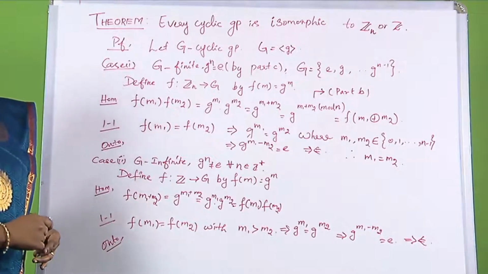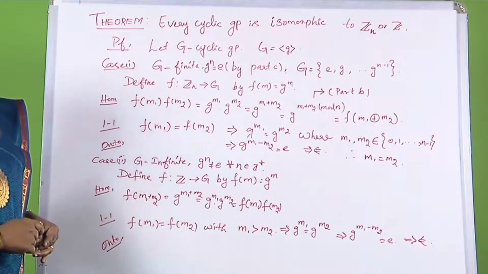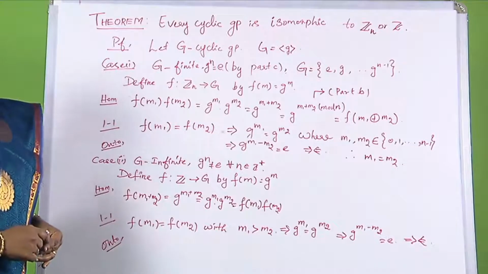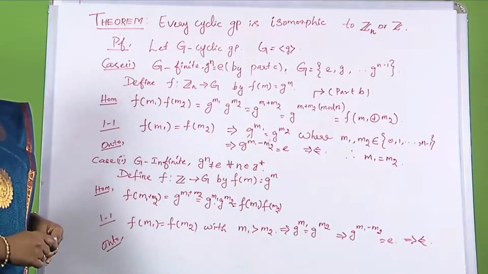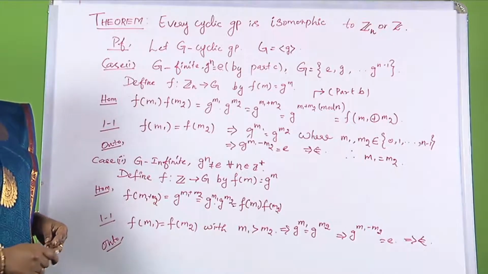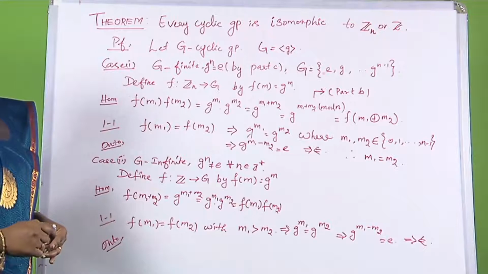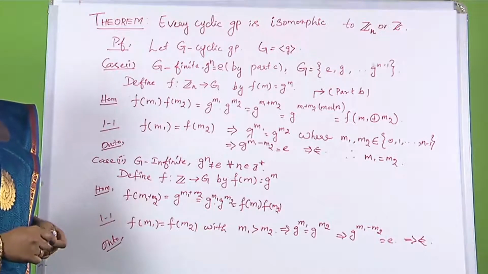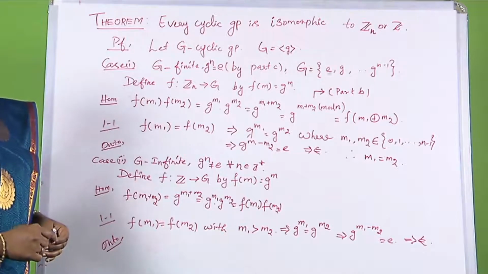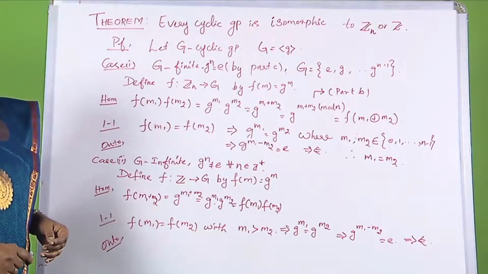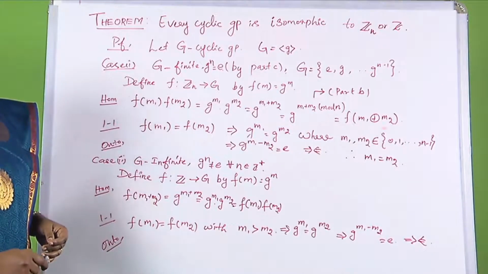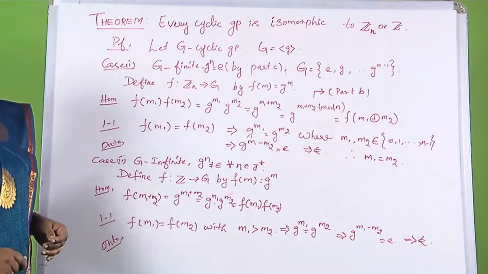Now to prove the 1-1 property, let us assume that f of m1 is equal to f of m2. We have to prove that m1 is equal to m2. This implies that g power m1 is equal to g power m2, where m1 and m2 are elements in 0, 1, 2, and so on up to n minus 1. Why is this? Because we know that the elements of G are of the form e, g, g squared, and so on up to g power n minus 1. You can clearly see that the powers are 0, 1, 2, and so on up to n minus 1, and therefore whatever the powers m1 or m2 are, they belong to this set only.